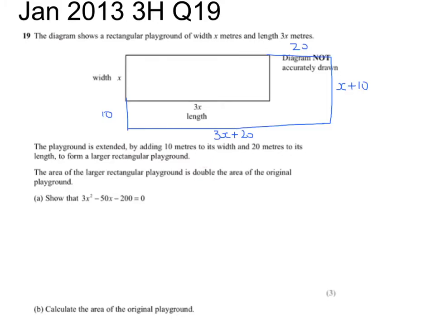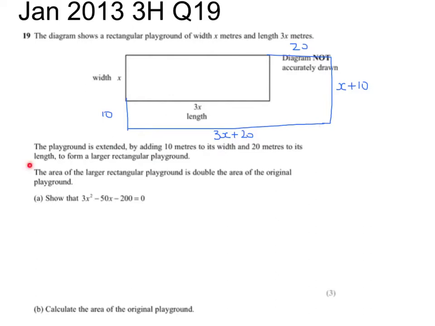Okay, so you're going to have to excuse my poor drawing. I can't draw lines on here, it's the program I'm using. But if I've extended the width by 10 and the length by 20, the width of the extended playground is going to be x plus 10, and the length of the extended playground is going to be 3x plus 20.